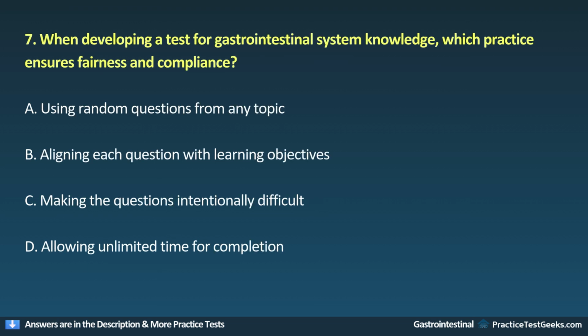7. When developing a test for gastrointestinal system knowledge, which practice ensures fairness and compliance? A. Using random questions from any topic. B. Aligning each question with learning objectives. C. Making the questions intentionally difficult. D. Allowing unlimited time for completion.